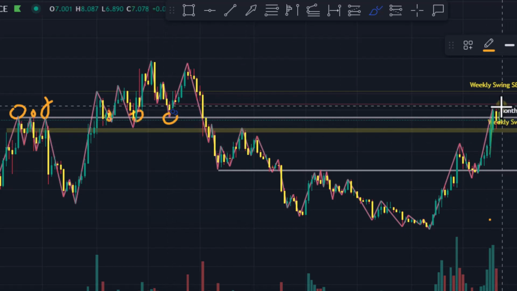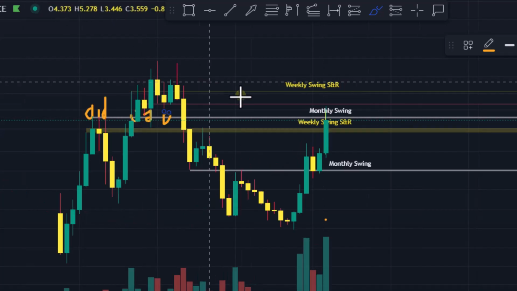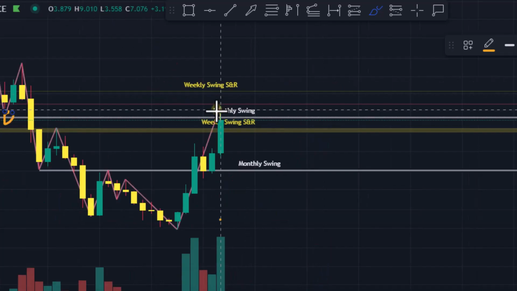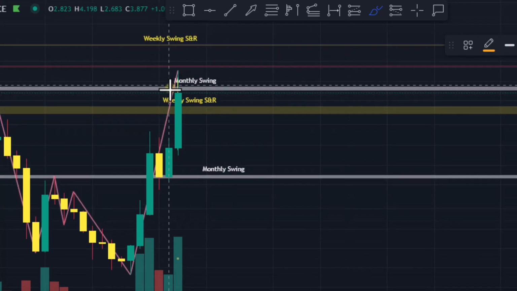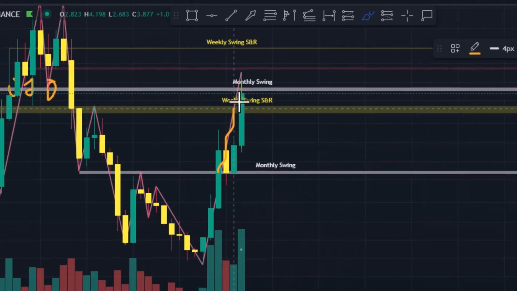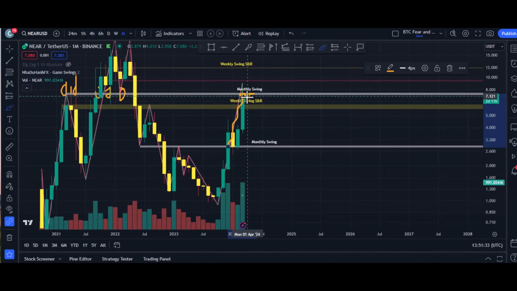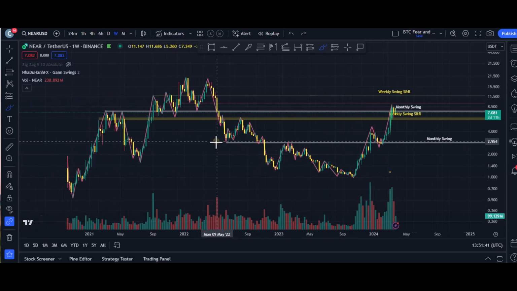Even where we are right now, if I switch it to the monthly, you'll be able to see it's acted as resistance even here. So this is why it's important to chart these things. They're just areas of interest and you can plan appropriately, right? Coming up into this monthly swing, you can take your profits. That could be an area where you choose to take your profits. So it's important to get those swings in there.